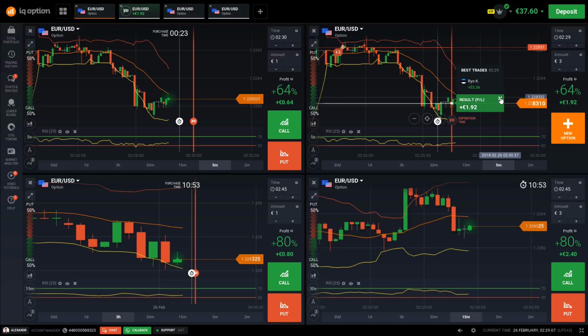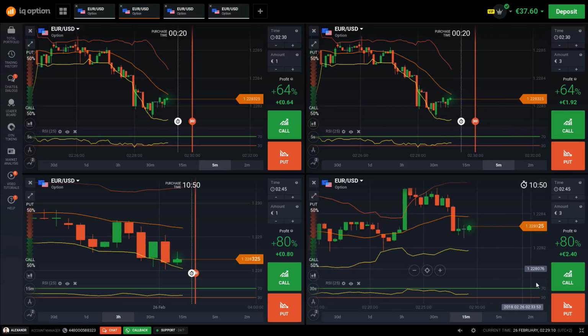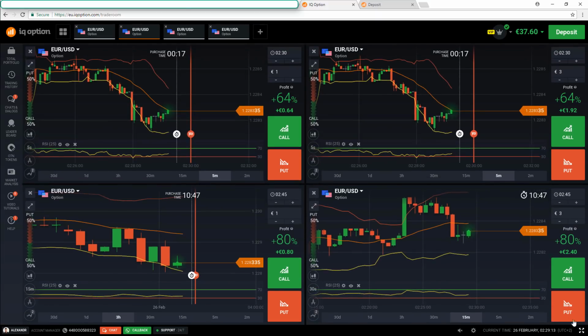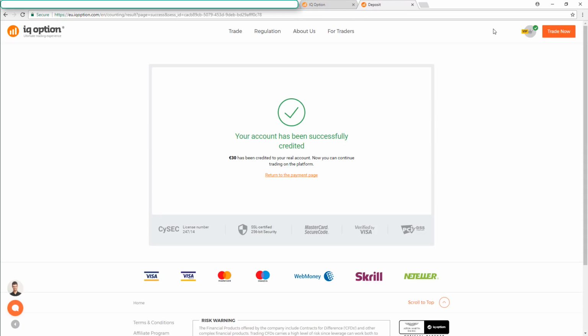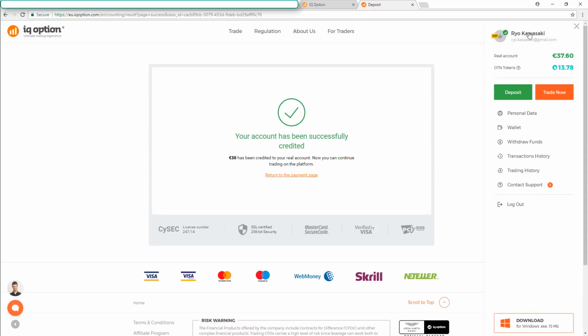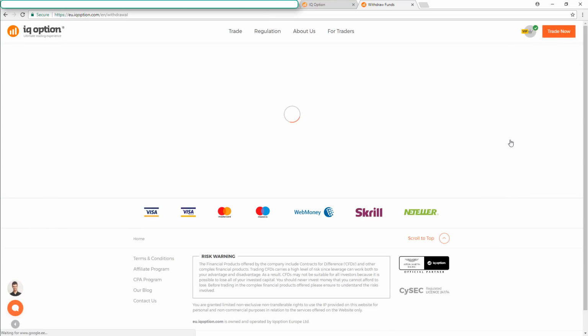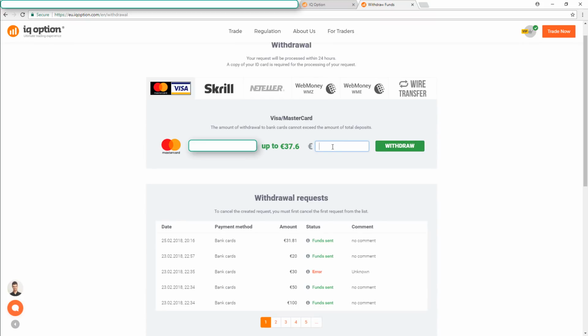So I have €7.60 profit in a little over 20 minutes, 22 minutes. I'm gonna settle with this for today. Just get out. I didn't lose anything, so refund my deposit, €30 back to the bank first, and then withdraw €7.6 as a profit. And that's it. Just 20 some minutes of trade.